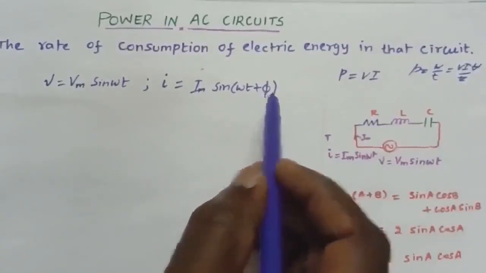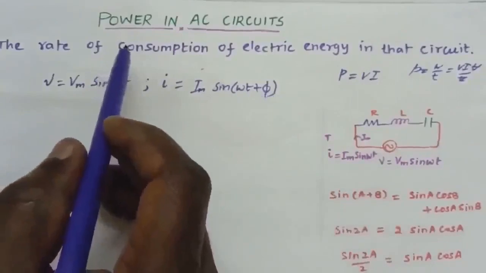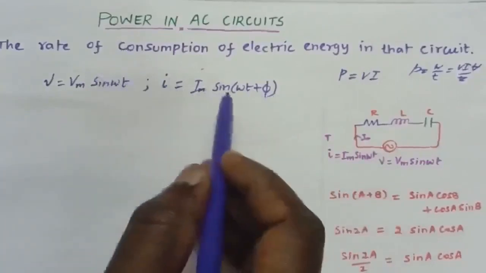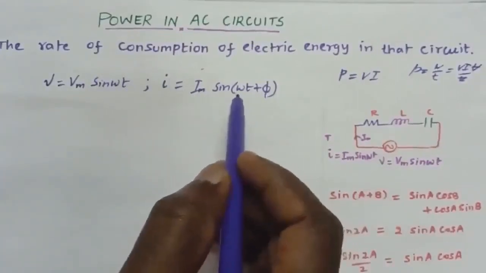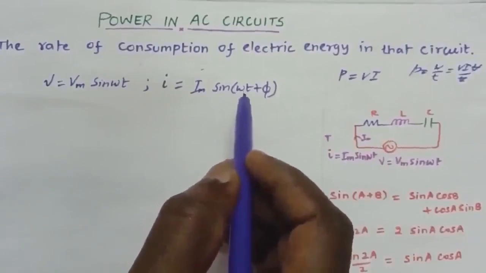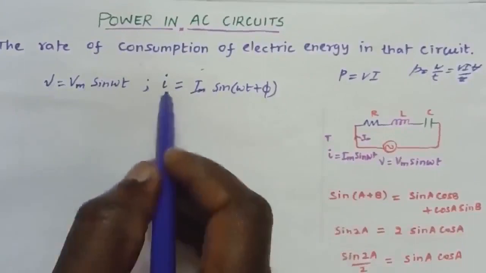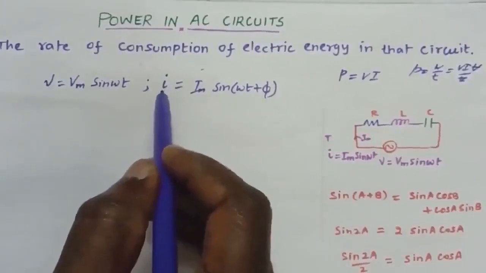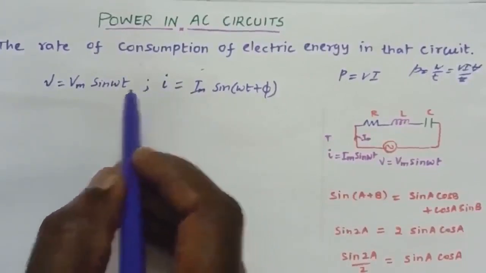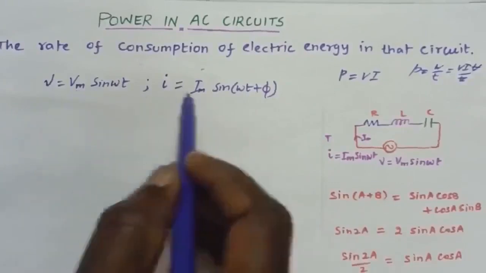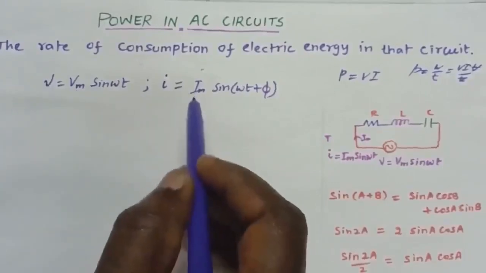Okay, now calculate the power. Phi is the phase angle. Omega is the angular velocity. V is the alternating applied voltage, and I is the alternating current. Vm is the maximum voltage. Im is the maximum current.